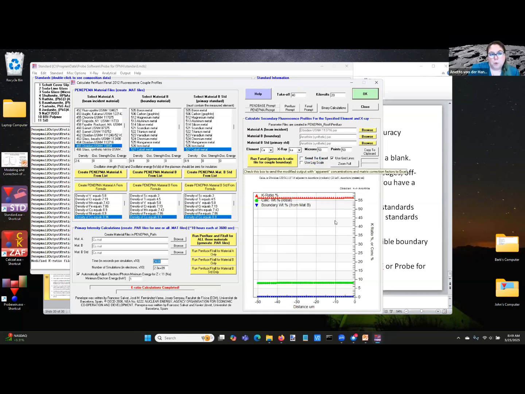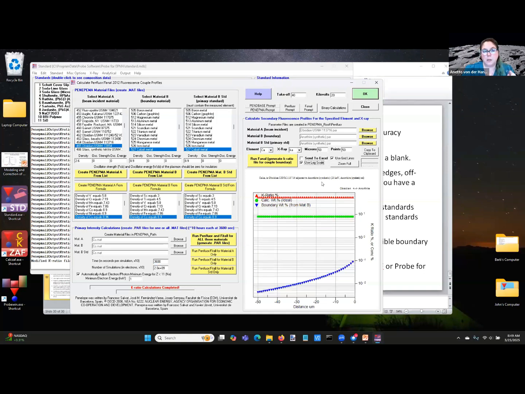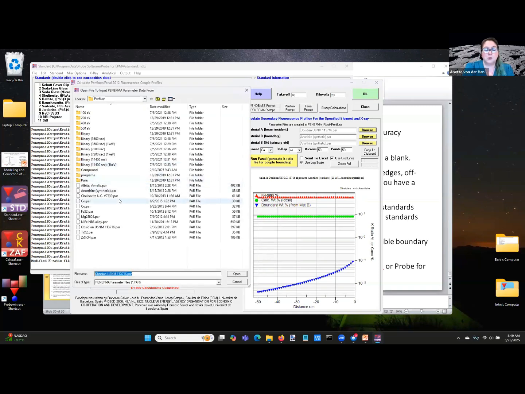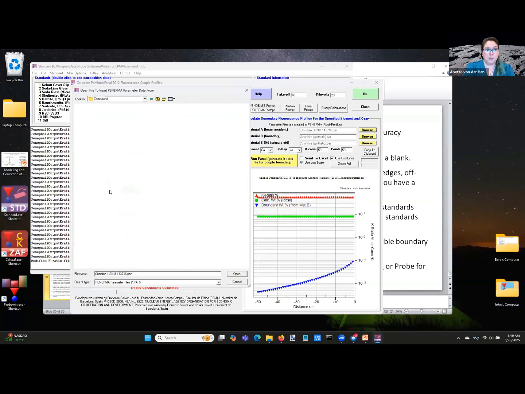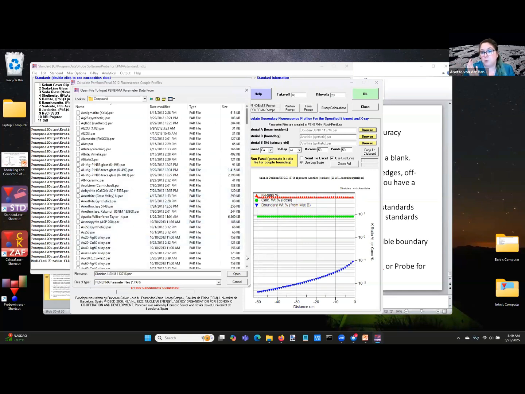Oh, and an important point, you can also play around with the accelerating voltage. Sometimes you drop it a little bit, you go from 15 kV to 13 kV or something, and you might get into a spatial range with this where you don't have that problem anymore.